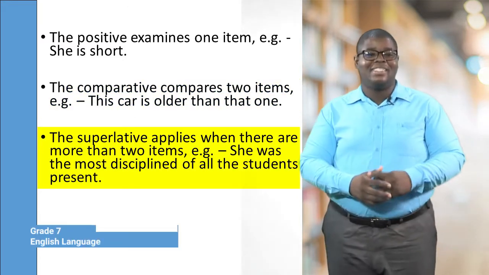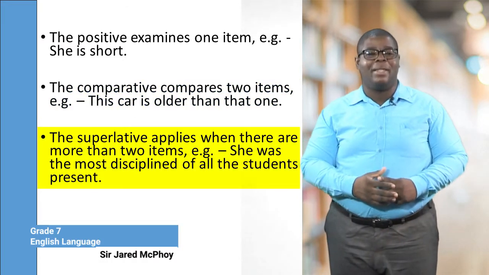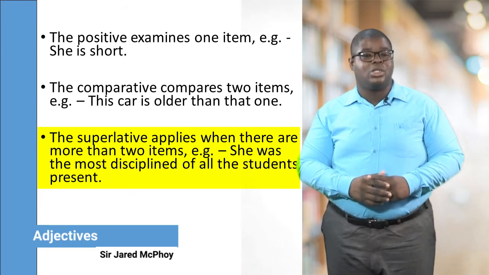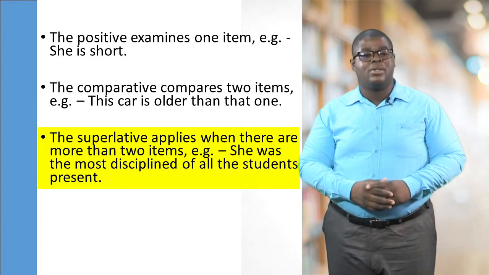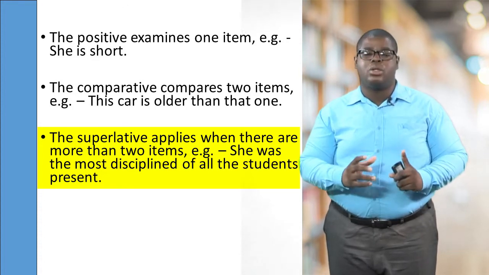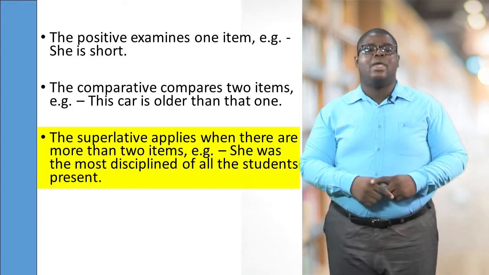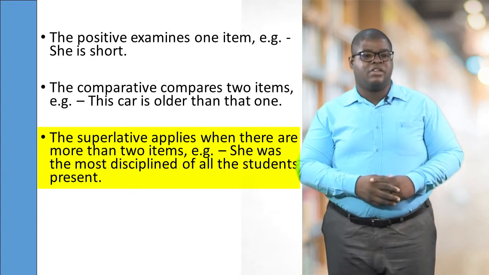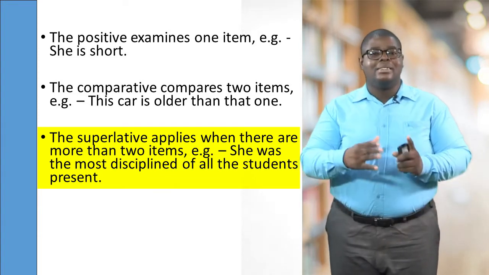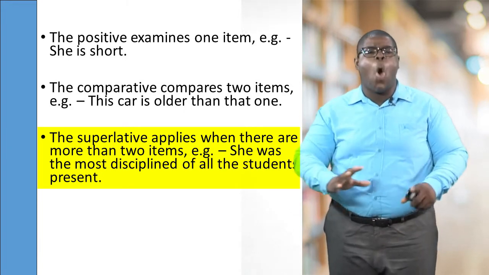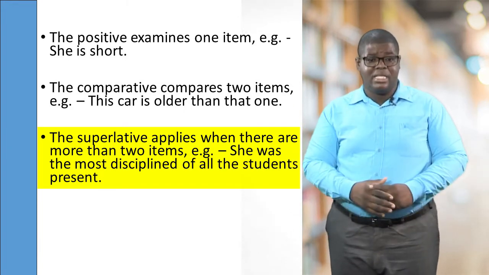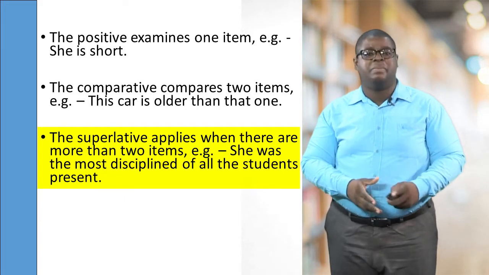And in the third case, the superlative applies when there are more than two items. For example, she was the most disciplined of all the students present. So we have the superlative adjectives coming in. Most disciplined. What do we have there? Most disciplined of all. So among this group of students, she's the most disciplined.